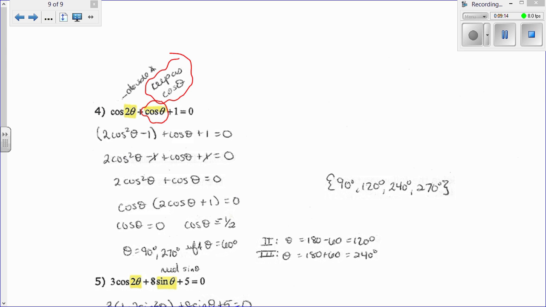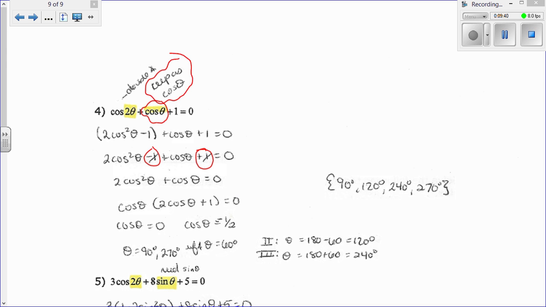So this negative 1 and this positive 1 cancel each other out when I combine like terms. So I have 2 cosine squared theta plus cosine theta equals 0. These have a GCF of cosine. It's no different than 2x squared plus x. So I pull out the cosine. So I have cosine theta times 2 cosine theta plus 1 equals 0. Set cosine equal to 0.